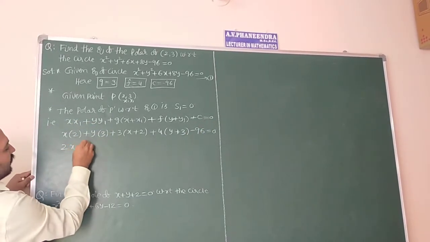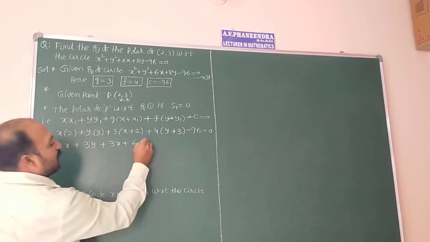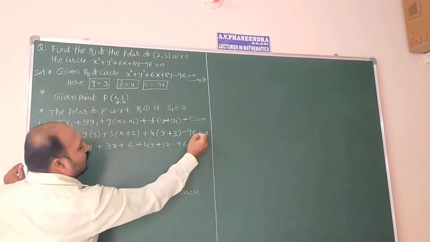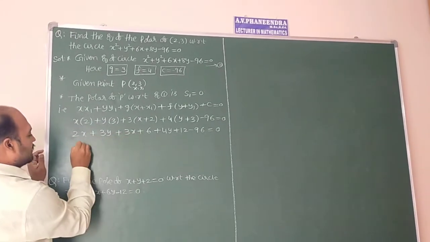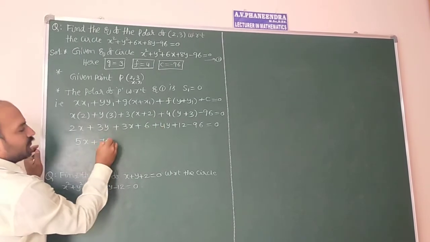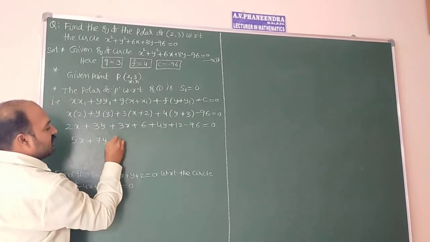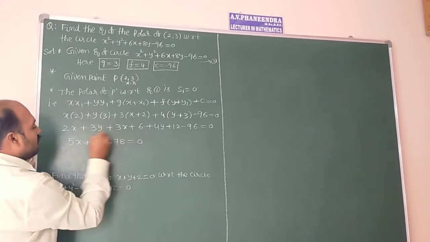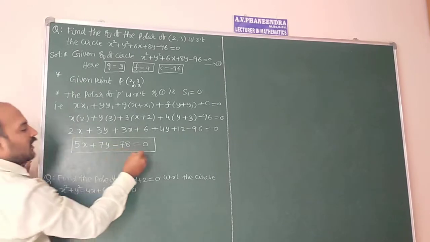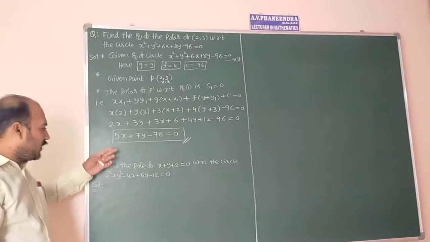Now, 2x plus 3y plus 3x plus 6 plus 4y plus 12 minus 96 is equal to 0. 2x plus 3x is 5x, 3y plus 4y is 7y, 6 plus 12 is 18, minus 96 plus 18 is minus 78, equal to 0. Therefore, the polar of P with respect to the given circle is 5x plus 7y minus 78 equal to 0. Come to the next question.